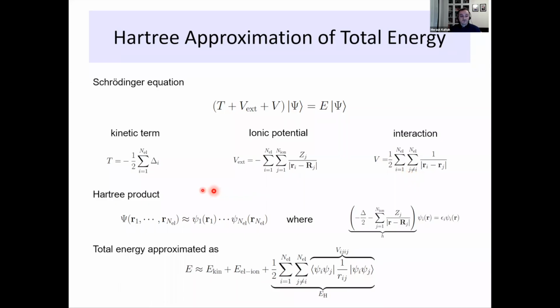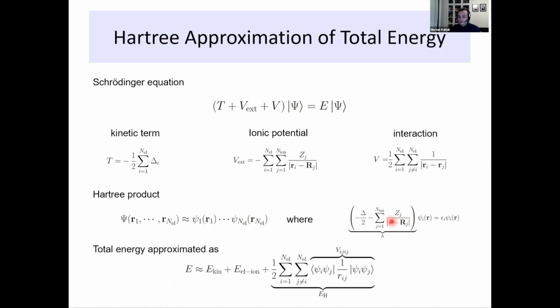So one approximation is the Hartree ansatz for the wave function. So Hartree assumed that the wave function is a product of one electron orbitals, and these orbitals are nothing else than the solution of this one electron Schrödinger equation. So the Schrödinger equation for one electron without any interaction term between other electrons, which is somehow also clear.